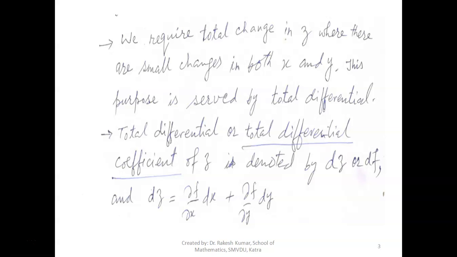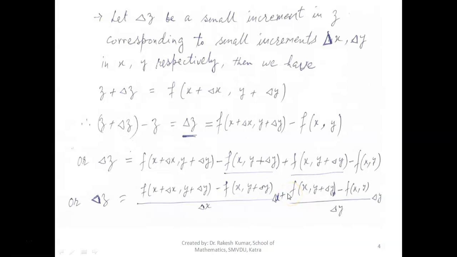When we require the total change in z, where there are small changes in both x and y, this purpose is served by the total differential, or total differential coefficient, of z, denoted by dz or df, and dz is equal to del del x of f dx plus del del y of f dy. Now we will prove that this dz was equal to that.